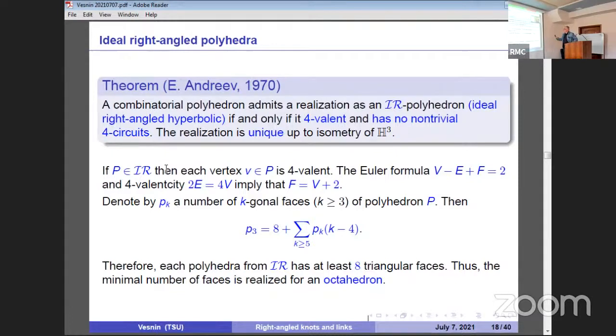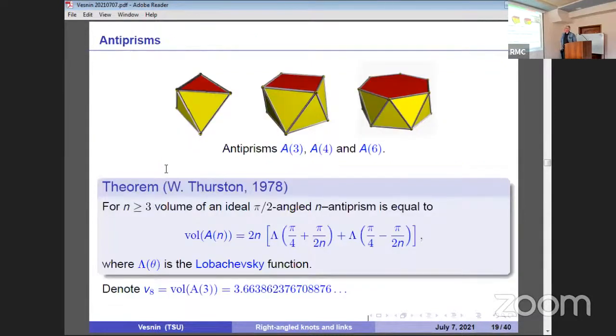And just from Euler's formula, we can observe the combinatorics of these polyhedra. You can calculate the number of vertices. You can see the relation between the number of faces and number of vertices, and you see that there are always at least 8 triangular faces in such polyhedra, just from Euler's formula. So the simplest one is the octahedron, which we already discussed. And if you have other faces, you get many triangles in such polyhedra. And I want to give you some examples.